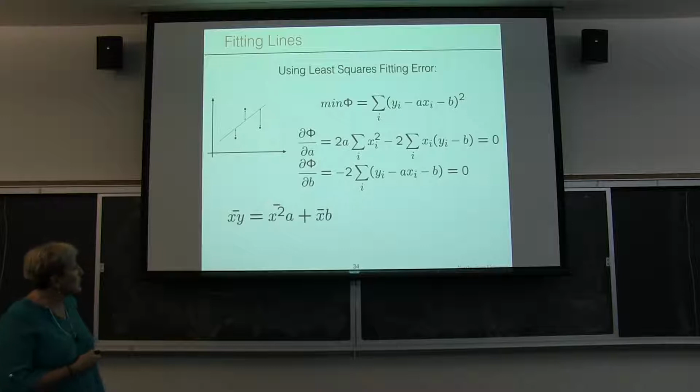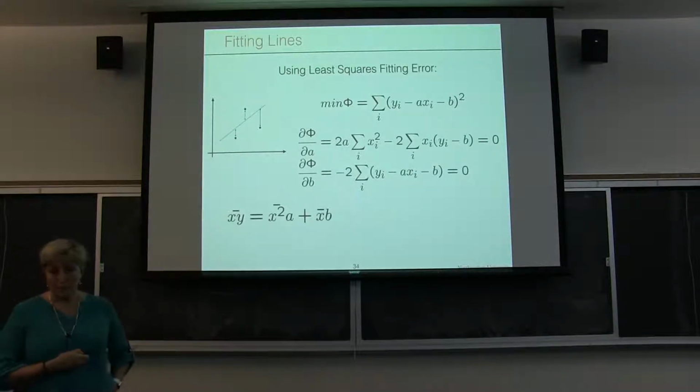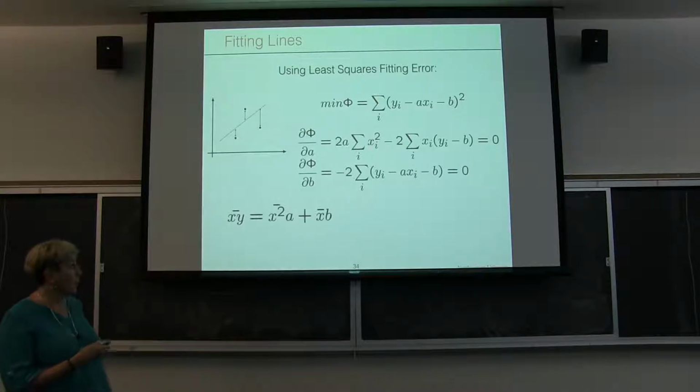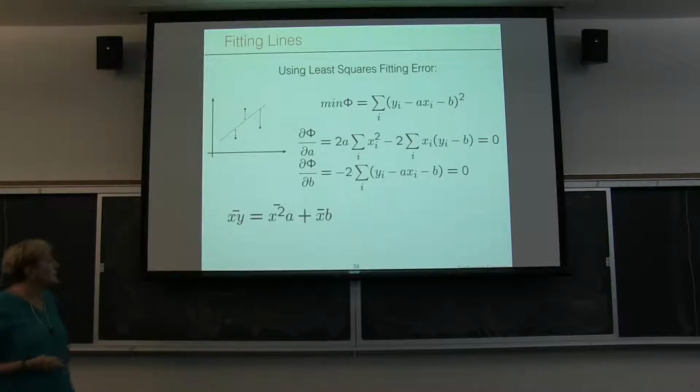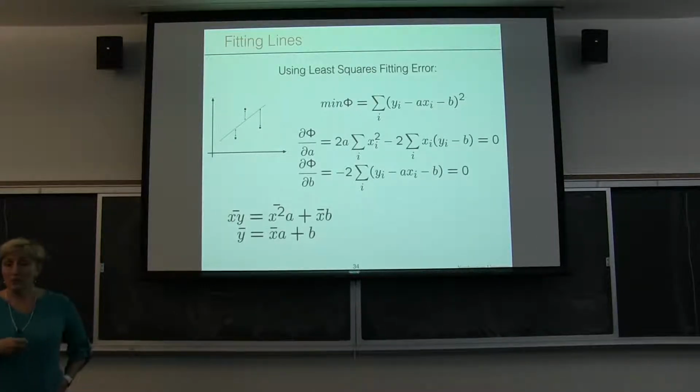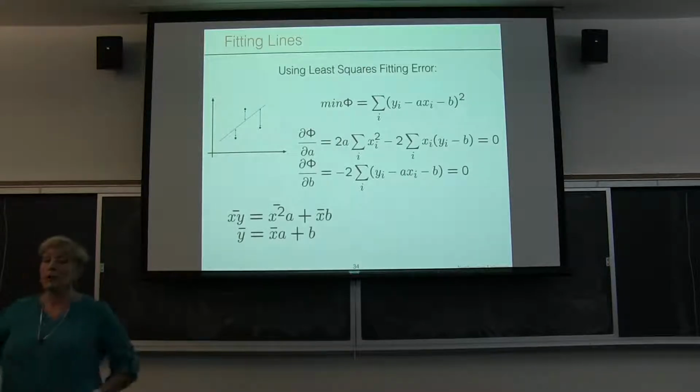So the first equation says that the average of the product xy has to be equal to the average of x squared times a plus the average of x times b. That's the first equation. Again, the 2's went away, and I divided by n, where n is the number of samples. The second equation looks similar. I have that the average of y has to be equal to A times the average of X plus B. You should verify that I didn't mess up my equations. They're okay, but you should actually go and do it.